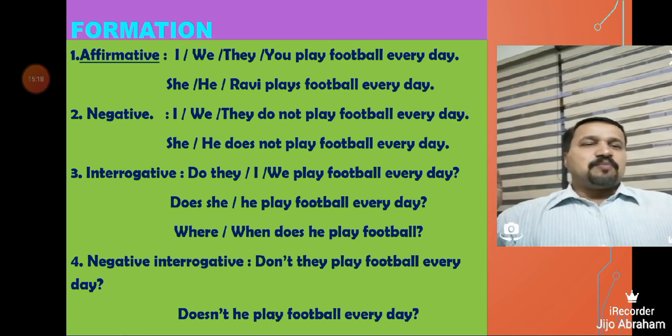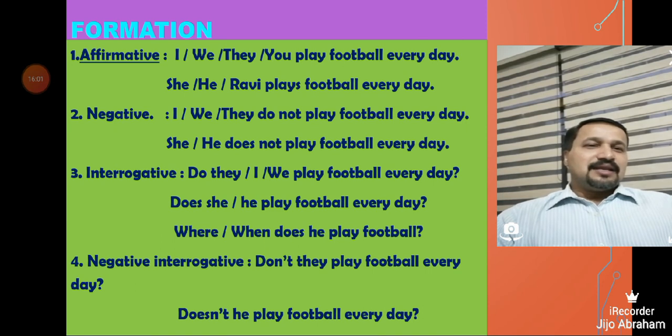For example, I play, I do not play. They go, they do not go. If it is she or he or the singular subjects, there we add does with the verb and remove the s, es or ies form from the verb too. The baby cries. The baby does not cry. It is not cries. The baby does not cry. She plays. She does not play. He writes. He does not write.